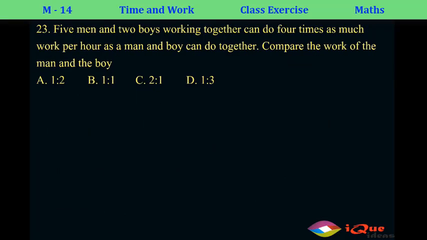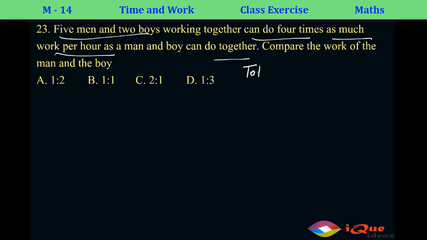Now, this question is a standard question. It says 5 men and 2 boys working together can do 4 times as much work per hour as a man and a boy can do together. Alright. So, let's do one thing. Let's assume that in 1 hour, a man and a boy can do 1 unit work. So let me put it this way.